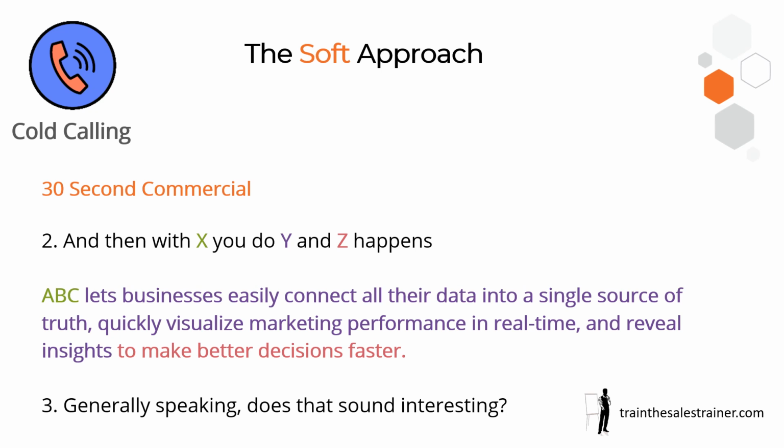See the structure there? With X you do Y and Z happened. Z is the desired outcome, which equals better decisions faster. So, with X, ABC, Y, lets businesses easily connect all their data into a single source of truth, quickly visualize marketing performance in real time, and reveal insights. Z, to make better decisions faster. And then part 3. Generally speaking, does that sound interesting?